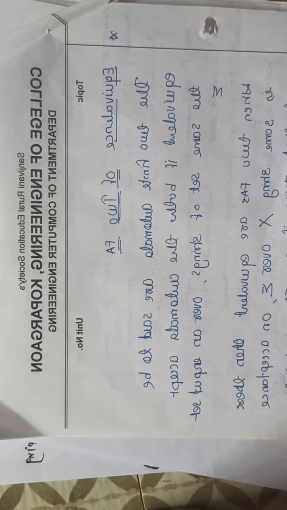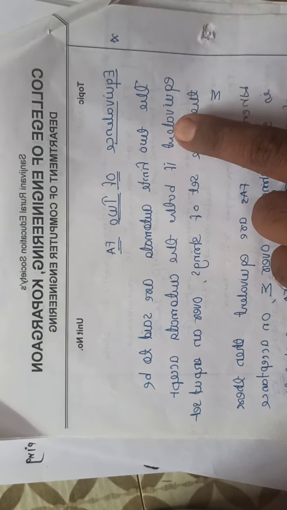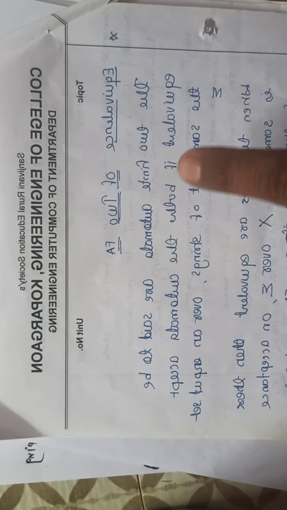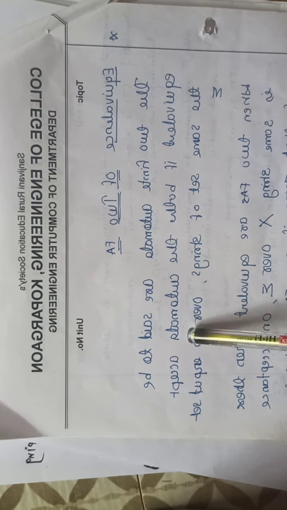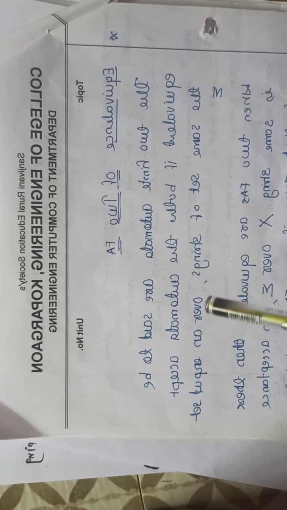Now, what do you mean by equivalence of two finite automata? Equivalence of two finite automata indicates whether the first finite automaton is equivalent to the second finite automaton or not. Then how to check it? Two finite automata are said to be equivalent if both automata accept the same set of strings over the input alphabet sigma. This indicates that over the given input alphabet, if both finite automata accept the same set of strings, then we say that the two finite automata are equivalent.